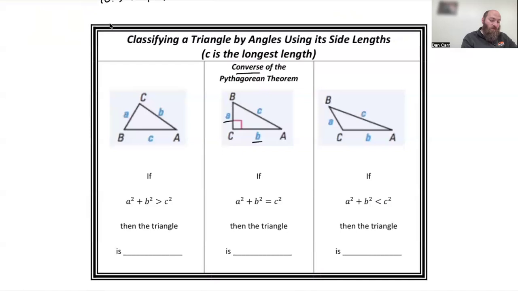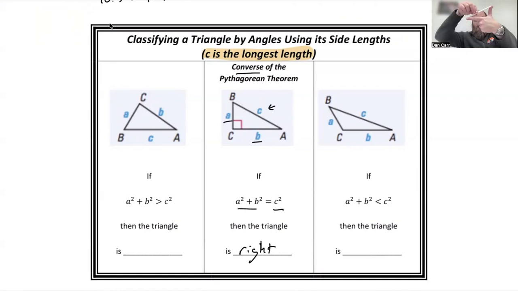If we have two legs and a hypotenuse, C is always going to be the longest side. This is important: C is the longest length every time. So if A squared plus B squared is equal to C squared, then the triangle is a right triangle. Let's say I have a right triangle with a leg and a leg, and I make a hypotenuse here. This is a right triangle just like this right here.